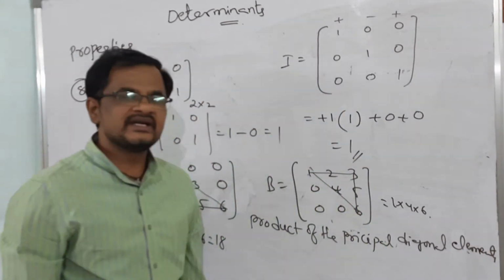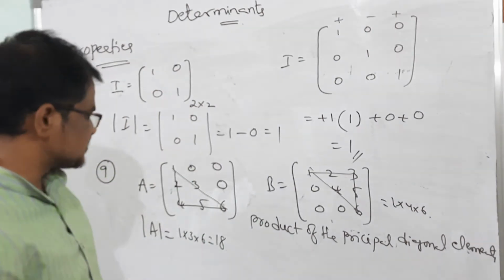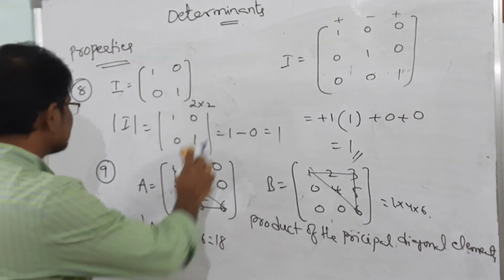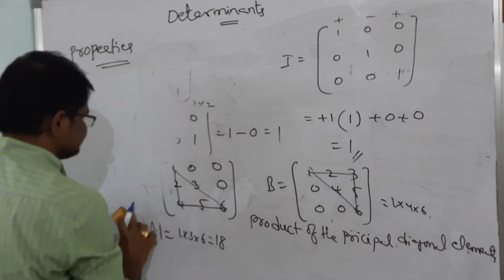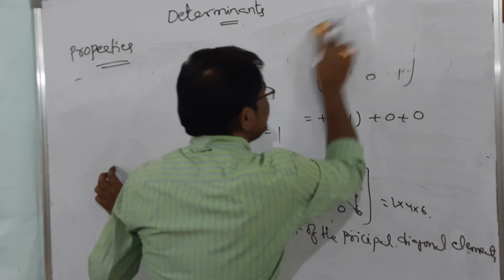So the determinant of a triangular matrix is the product of the principal diagonal elements. Like this, just multiply these two, and that is our determinant. This is the 9th property. So these properties are important.